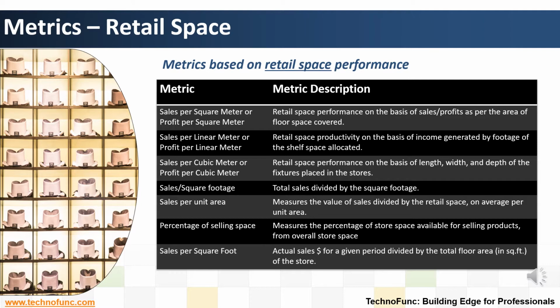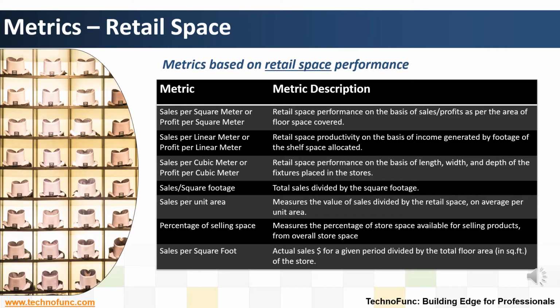Another variation is sales per linear meter or profit per linear meter. It measures retail space productivity on the basis of income generated by footage of the shelf space allocated. This measure is more suitable for stores using multi-shelf fixtures such as racks. It takes into account the linear value of the shelf rather than the area of space exposed in terms of the height value of the shelf.